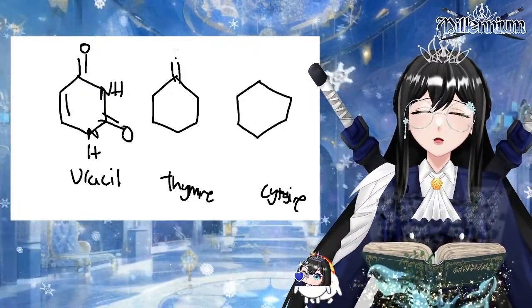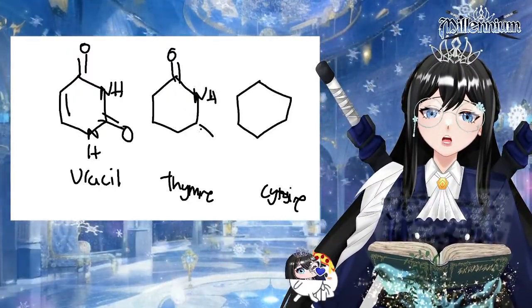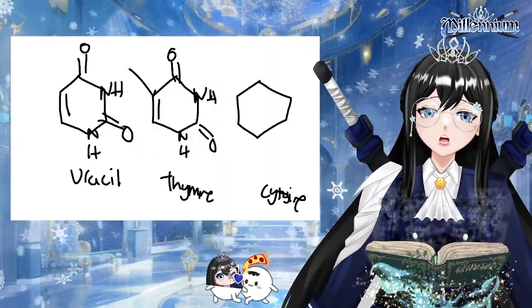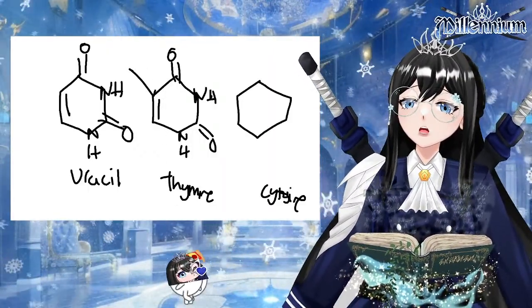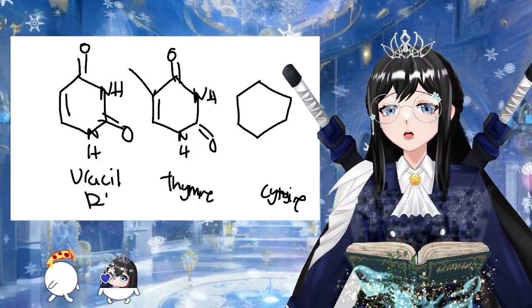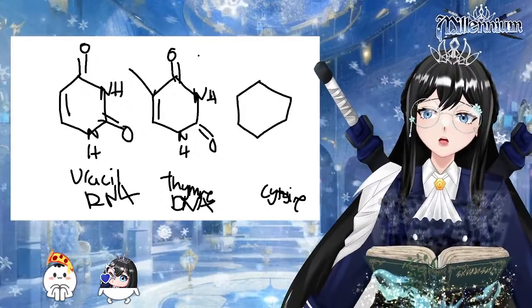Meanwhile, thymine, roughly the same starting point, except it has a methyl. So thymine has a methyl, uracil does not. Uracil is in where? RNA. Thymine is where? DNA. Okay, good.